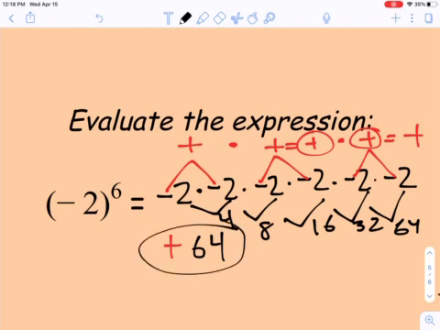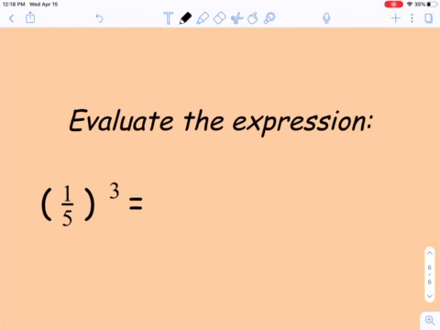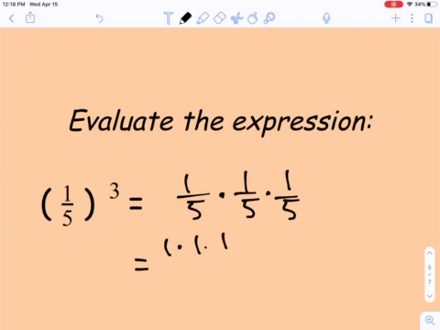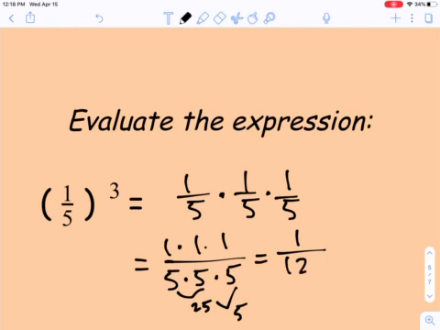All right, last example. Evaluate this expression. This is saying I'm using 1/5 as a factor 3 times. I'm multiplying it. There are no negatives to worry about on this one. So we just do 1 times 1 times 1 on the top, the numerator, and in the denominator, 5 times 5 times 5. 1 times itself, however many times you do it, is always 1. 5 times 5 is 25, times an additional 5 is 125. And there you go.